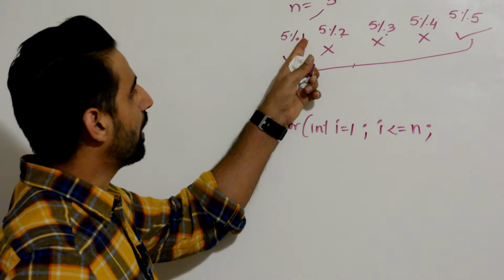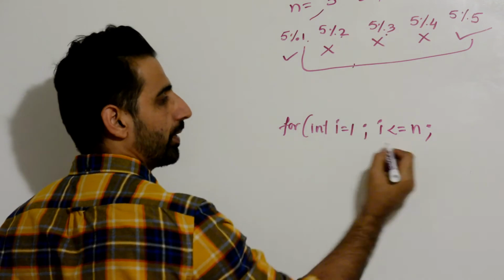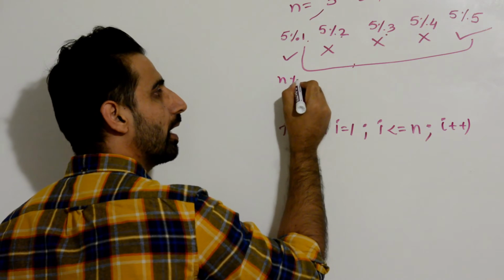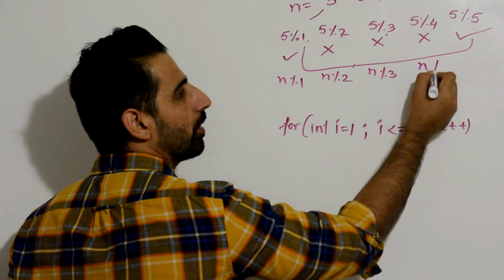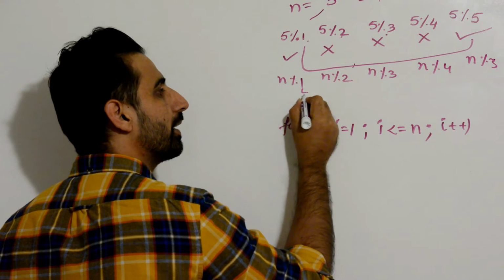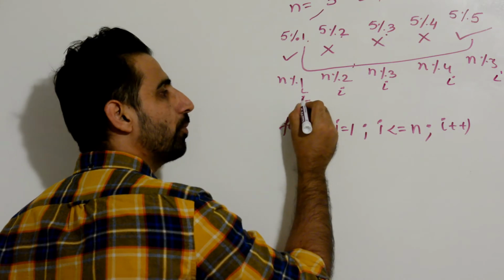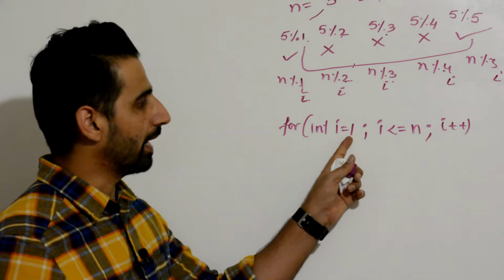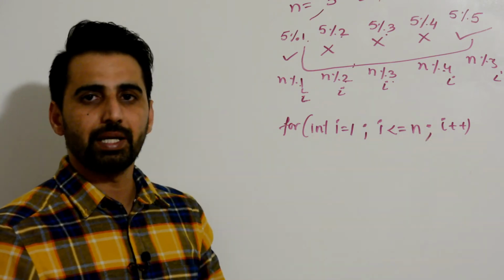And how much will it increment? It will increment by 1, so i equals to 1, incrementing by 1. With i equals to 1, first n modulus 1, then n modulus 2, n modulus 3, n modulus 4, and n modulus 5. If in place of 1 I write i, this is the value of i. The value of i is increasing by 1, 2, 3, 4, and 5. That's why I have written i equals to 1, and it should go till 5, that means less than equals to n, and it will increment by 1.